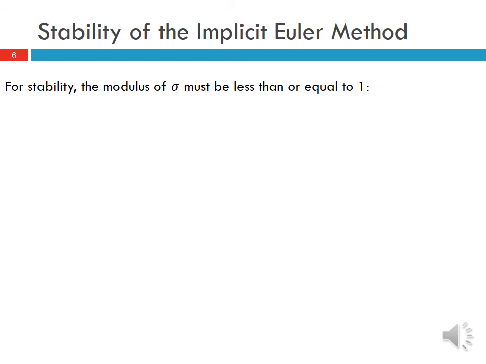For stability, the modulus of sigma must be less than or equal to 1. So this was our sigma. We can bring the e to the i theta to the numerator and call it e to the minus i theta. So the modulus of this has to be less than or equal to 1. So the modulus of the top is just 1. So the modulus of sigma is equal to 1 over a, which has to be less than or equal to 1.